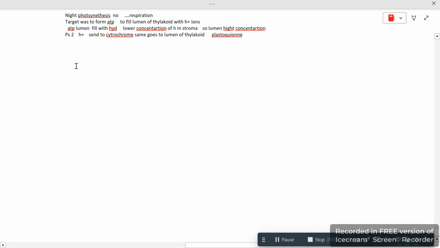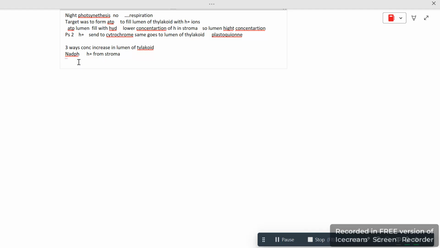Okay, so let's discuss the three ways the concentration of H positive increases in the lumen of the thylakoid. The first step is that we need to make NADPH, where there was a lack of H positive ions. So they take H positive from the stroma.